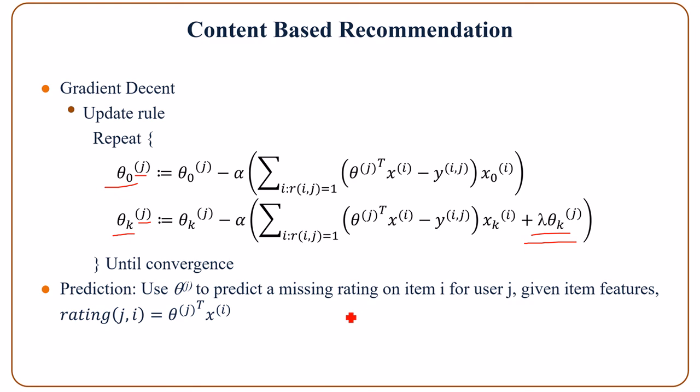So then for prediction, we can just use theta j to predict a missing rating on item I for that user. Given the feature vector xi for item I, the predicted rating of user j to item I is simply theta j transpose times the feature vector for that item.